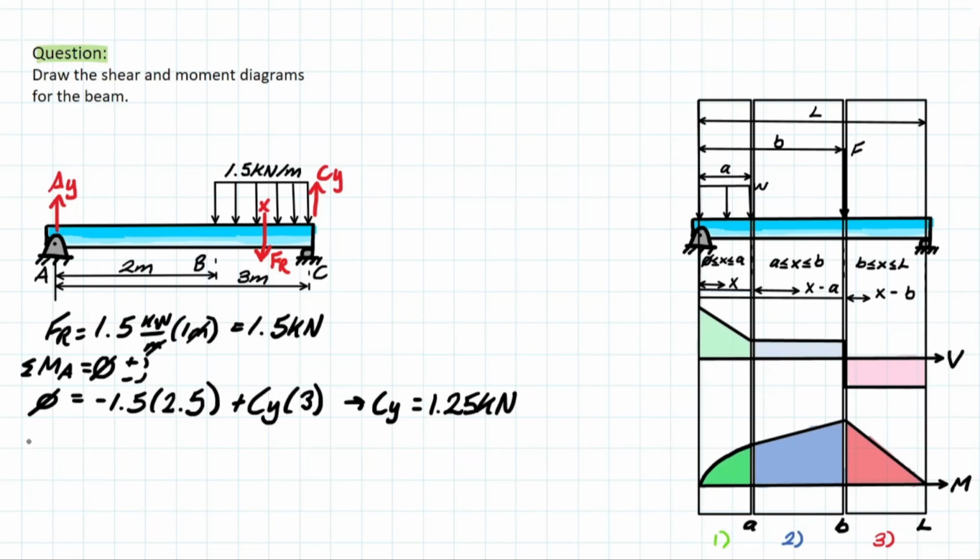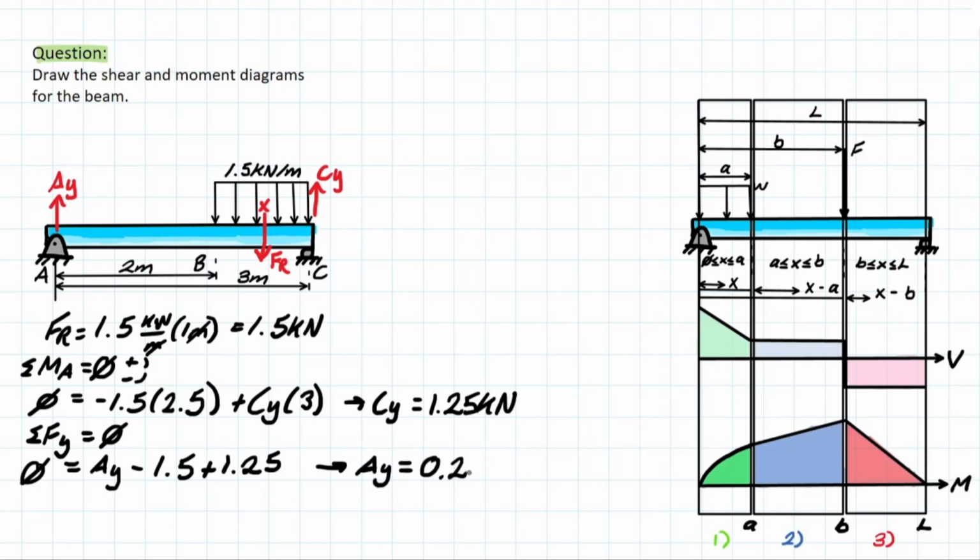And then we can go ahead and take our sum of Fy to solve for the reaction AY. And when we do that, we have AY minus the FR, which is what? 1.5, plus the reaction we just solved for, which is 1.25, meaning that AY is going to equal 0.25 kilonewtons. Now the next step to solving these types of problems is going to be to take our sections, right?